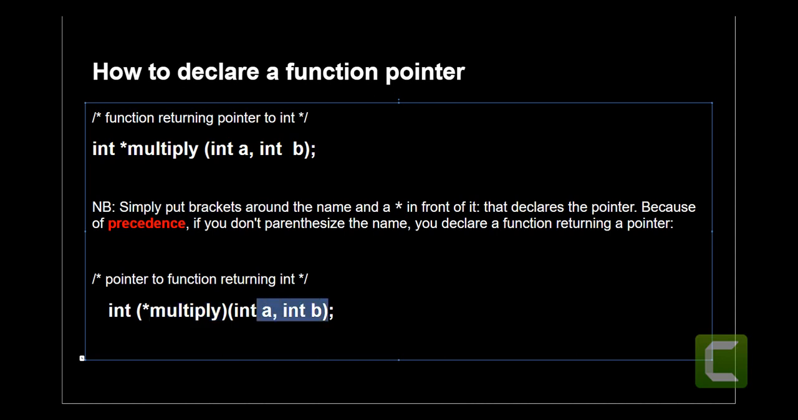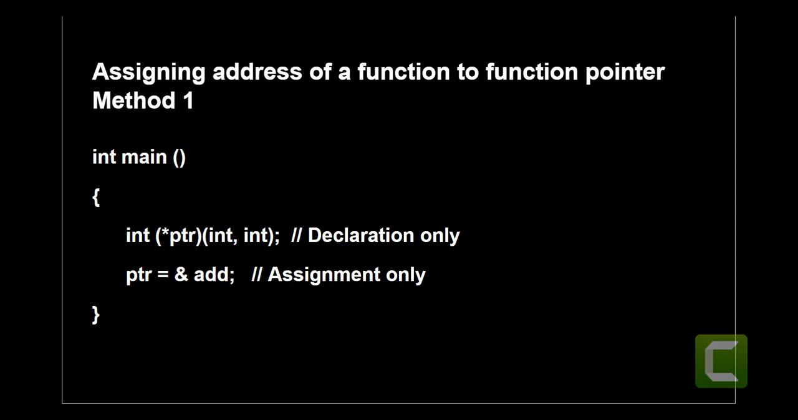And the other bit, which is to the right, will be the specific arguments and parameters that the function will take in. So make sure you use the parentheses. If you don't, you'll have completely different results. So the next thing that we can look at is how we assign the address of a function to a function pointer.